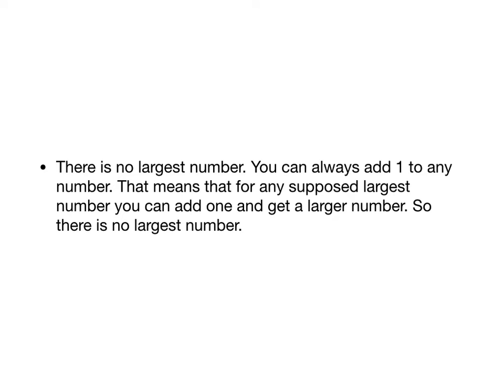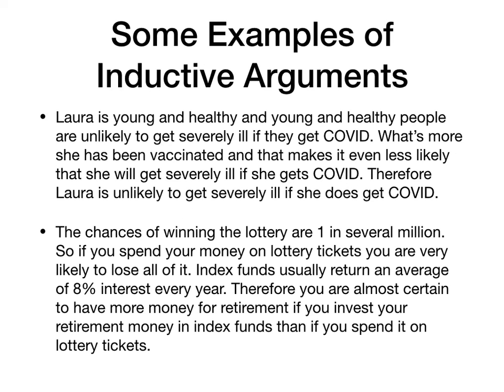Here's a really simple one from math. This is so simple I don't think any mathematician would ever use it, but whatever. I'm not great at math, so we'll use a simple one. There is no largest number. You can always add 1 to any number. That means that for any supposed largest number, you can always add 1 and get a larger number, so there is no largest number. If these premises are true, the conclusion has to be true as well.